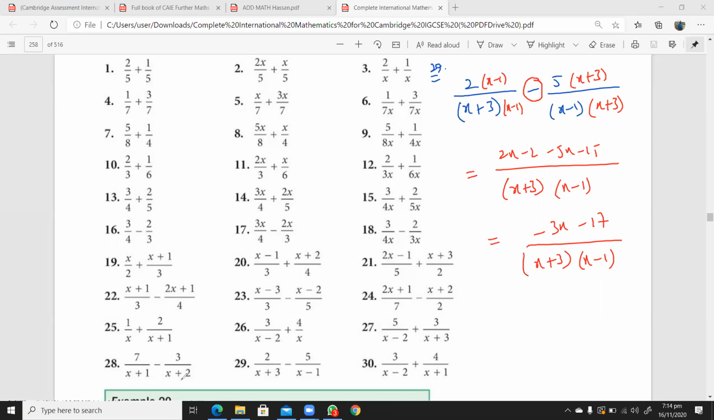Guys, I hope you understood how to subtract or add the given algebraic fractions.